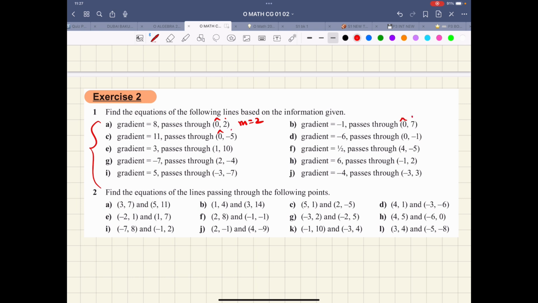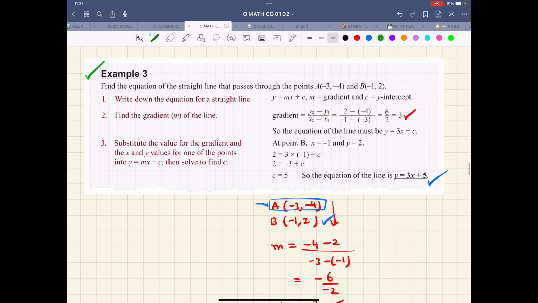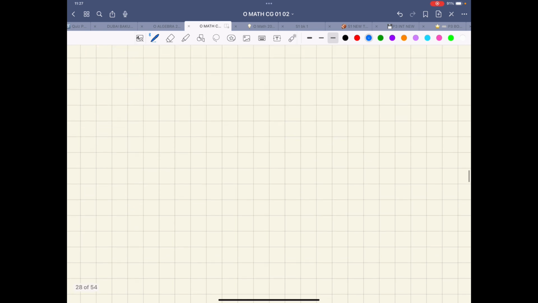X is 0, that's the y-intercept, and so on. And this one over here, you have to plug in and then evaluate c just like I just did over here. So example 3 is applicable to this, this, this, all of these. And example 3 is also applicable over here. First find m, then find c. So that is the basic idea for these questions.